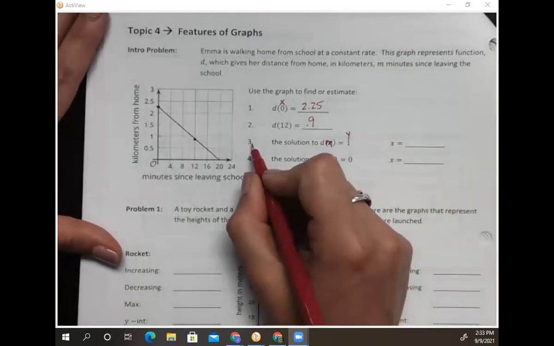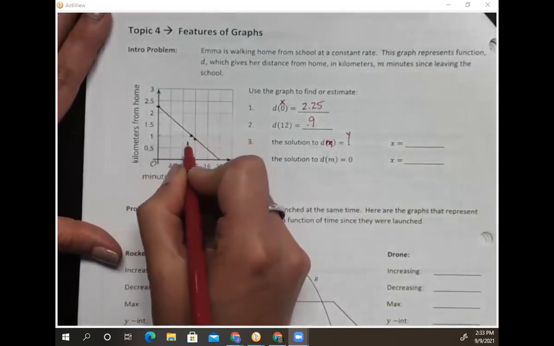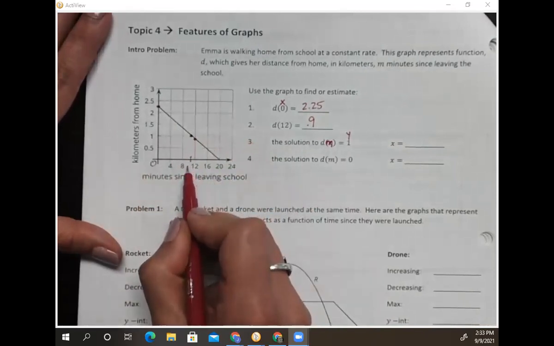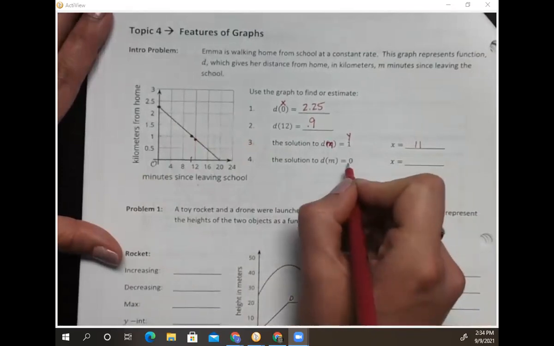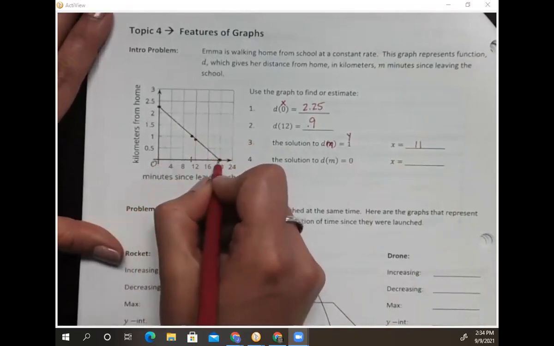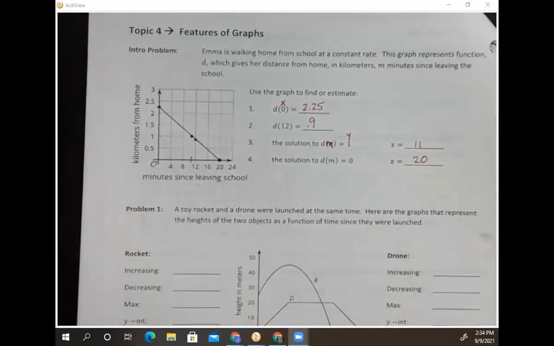So for number 3, we know our y value is 1. If we follow that to our graph, we want to know what's the x value that corresponds with that. So about what would be our x value here? 11, sure. And then when our y value is 0, that'd be down here. Follow that to my graph. What's my x value? 20. So this is primarily how we've used graphs so far in this unit. Again, today we're going to talk more about specific features of graphs and what we're seeing here.